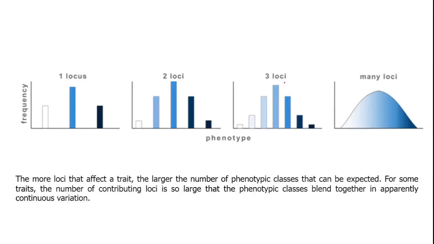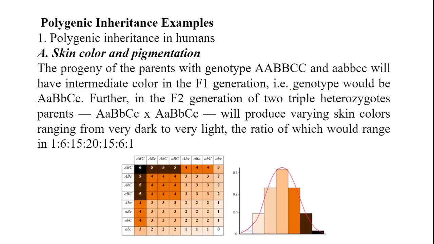Next, we move on to examples of polygenic inheritance. One example is skin color and pigment. We already discussed it. Here the number of genes will be more, but I showed a simple example, 1:4:6:4:1. But if the number of genes increases, then the ratio changes like this: 1:6:15:20:15:6:1. The ratio increases with the increase in genotypes.